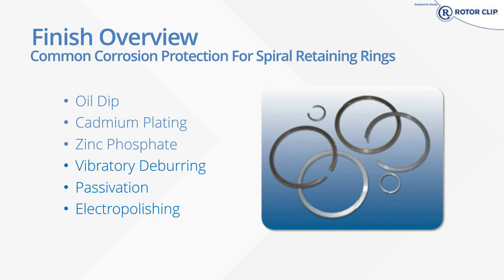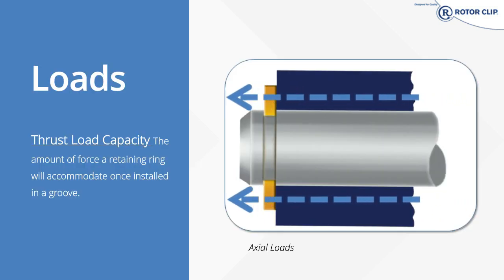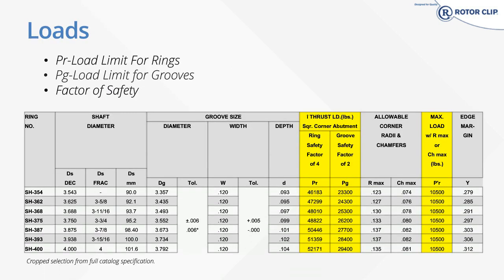We'll now move on to loads. Thrust load capacity is the amount of force a retaining ring will accommodate once installed in a groove. To go further into depth on that, there are two types of loads, static and dynamic. Static is constant. The load does not increase quickly.